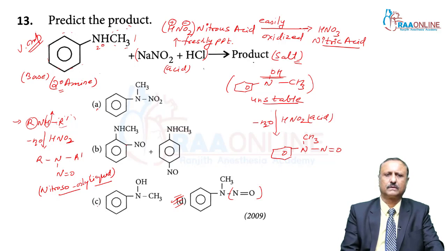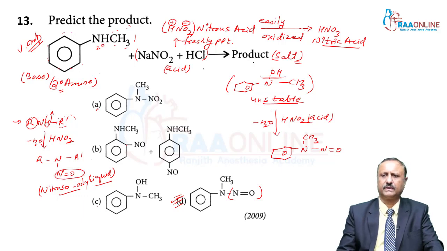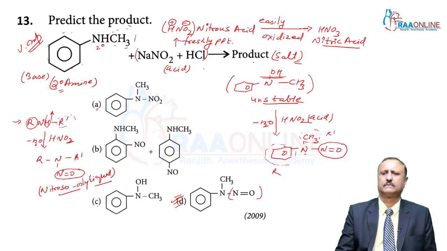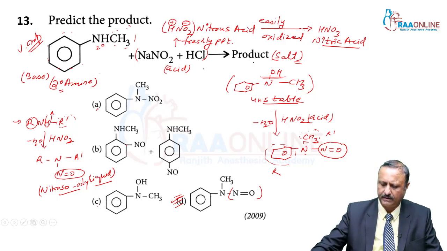You don't need to form the unstable compound and get confused. You can directly take the nitroso group with this nitrogen. Here you can see the nitroso group is directly attached to the nitrogen atom, because it has one alkyl group here, R dash, and here this is the R. Now, my dear students, this is question number 13.